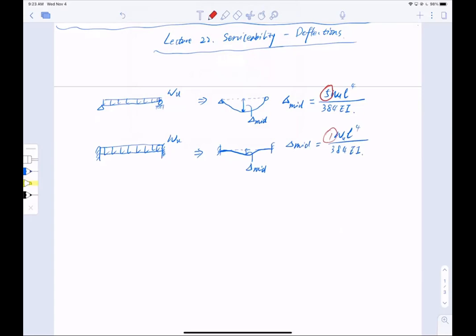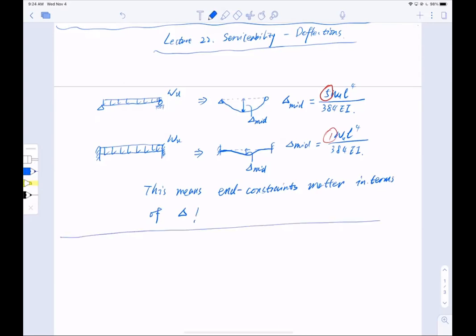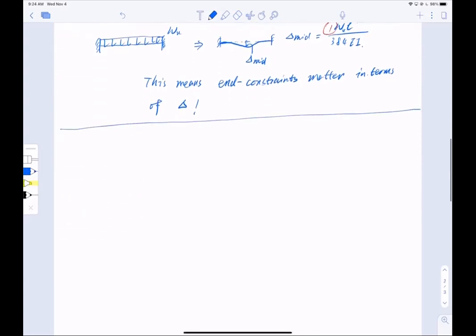What does it mean? It means that the boundary conditions or end constraints matter in terms of deflection calculation. Sorry, not a question mark. In terms of deflection calculation, it's important. Why do I bring this up?